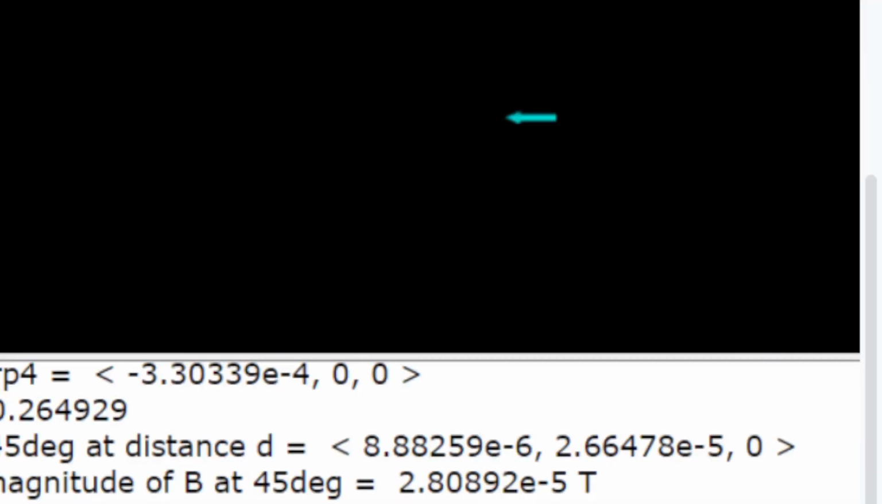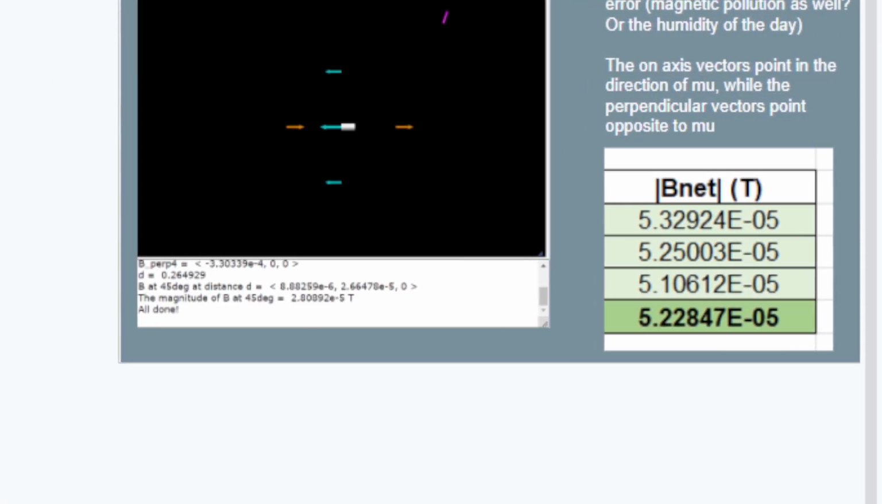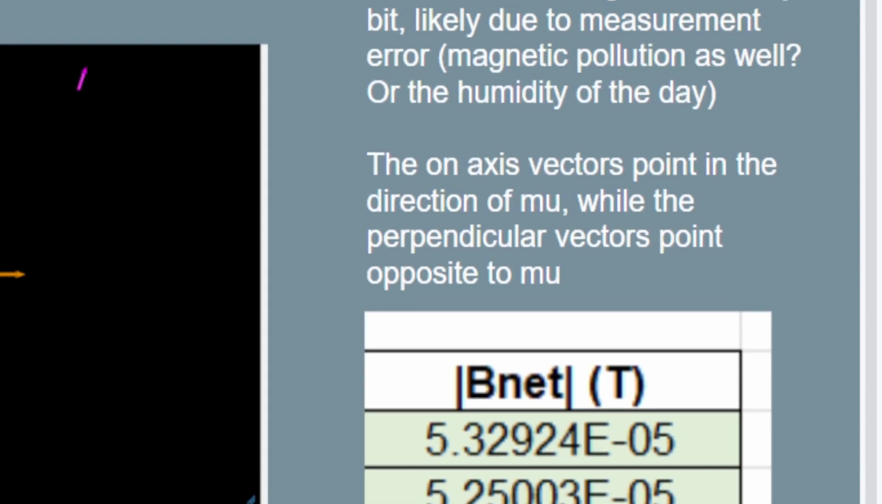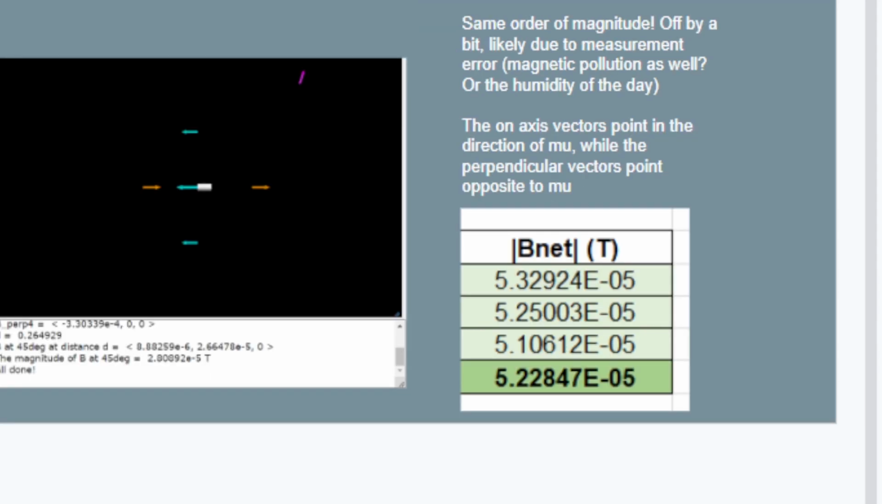From our model, we found that the magnitude of B at 45 degrees is actually 2.80892 e to the negative 5 Tesla. Now, that's along the same order of magnitude, so that's a similarity, but it's off by a bit. I want to say like 46% approximate error. The reason why our experimental value could have been wrong could be because of magnetic pollution. We did this inside, and there was like a TV in the area, or our iPads and stuff. It could also be the humidity of the day. A lot of things could have thrown this off. There's too many things to assume that the conditions were ideal.